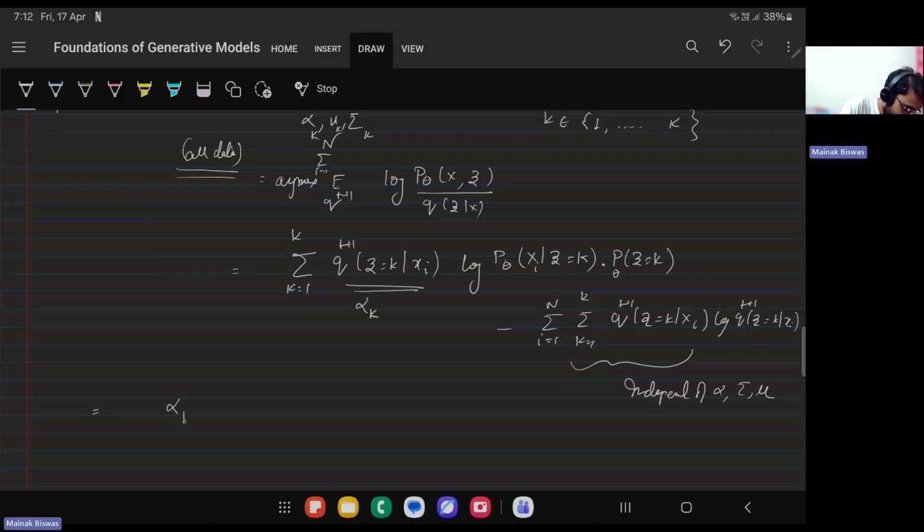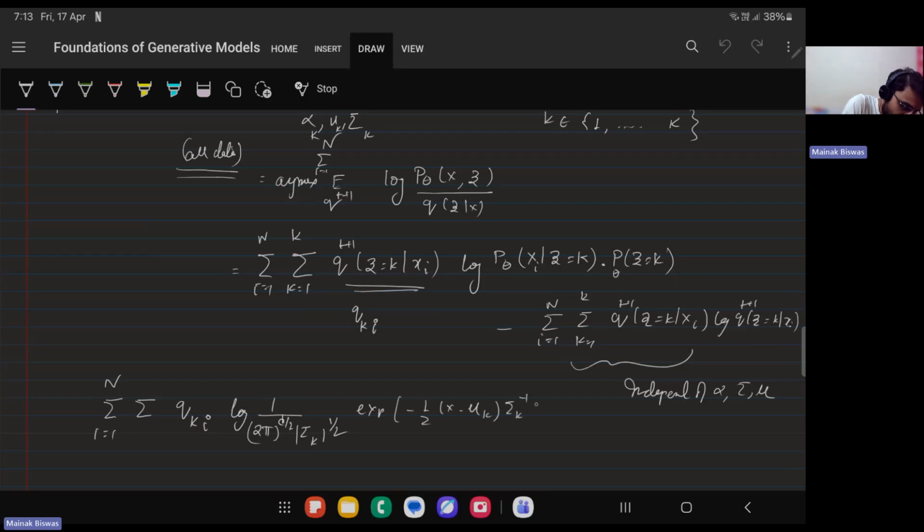alpha k. Oh, sorry, not alpha k. This is q ki, and you have a sum over i equal to 1 to n of log of (2 pi)^(d/2) sigma k to the power half, exponential of minus x minus mu k, sigma k inverse, x minus mu k. So this is what we have.